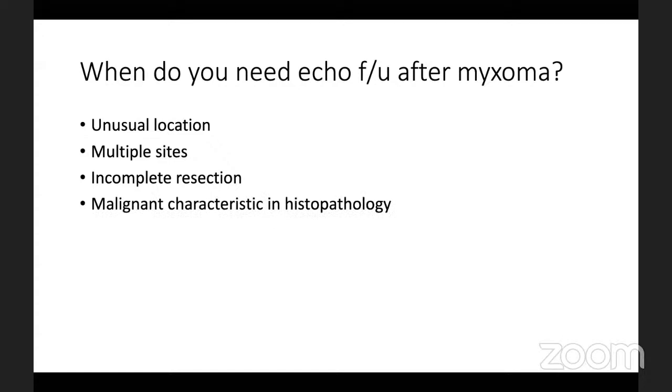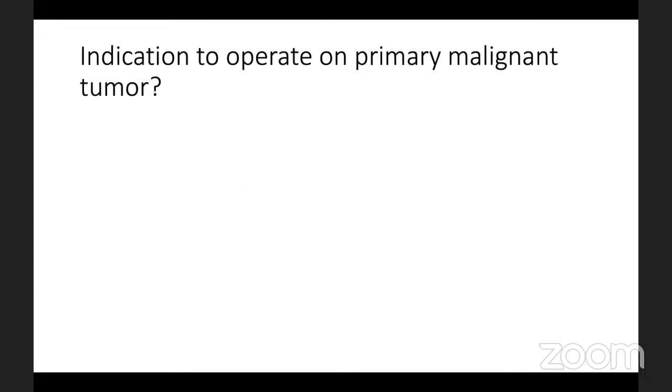Okay, so if it's malignant or at unusual location, multiple site, you want to do further imaging, like after 6 months, after 1 year, until you're happy, maybe up to 2 years and then you're done, if there is no recurrence. Okay, then indication to operate in a primary malignant tumor, similar to this case number two.